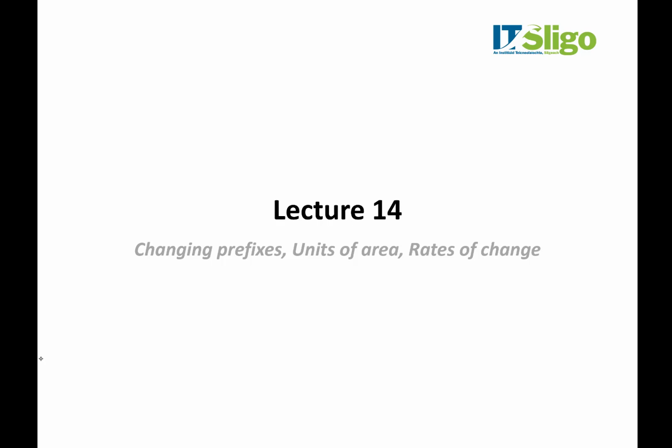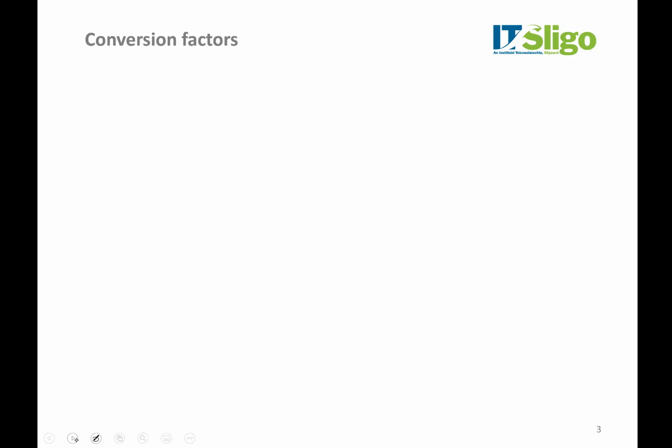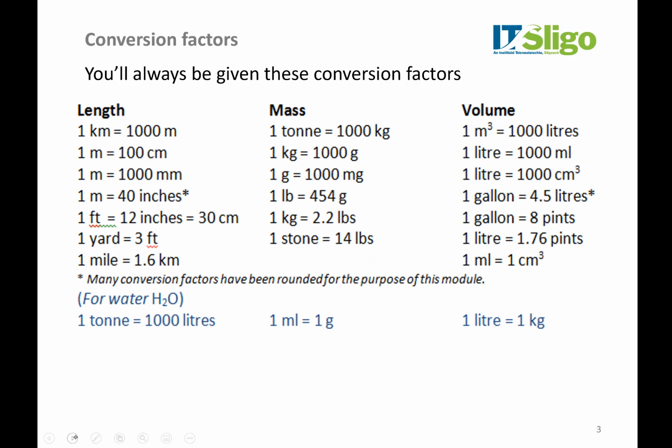Okay, folks, in this lecture we're going to take a look at three different types of unit conversion problems. Changing the prefixes, units of area and volume, and then looking at rates of change. So, in all problems you'll be given the conversion factors, or in some cases you would be expected to know them. Say 1 hour is 3,600 seconds. That'll be one you'd be expected to know.